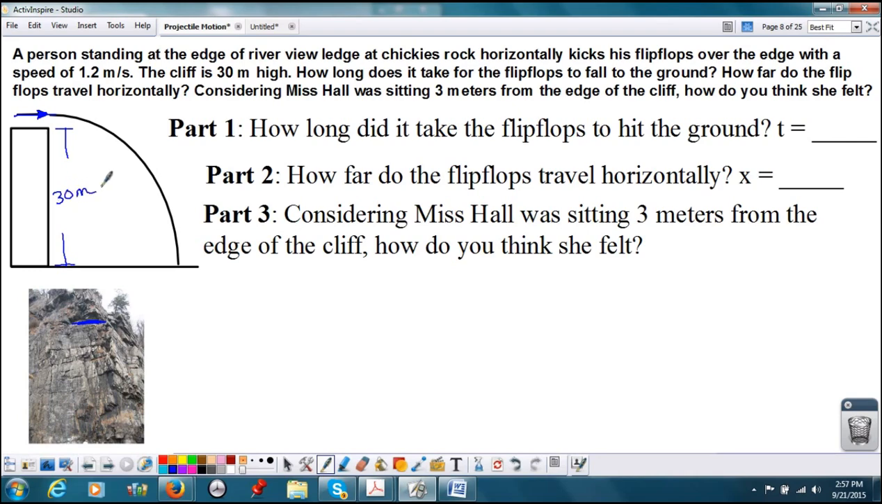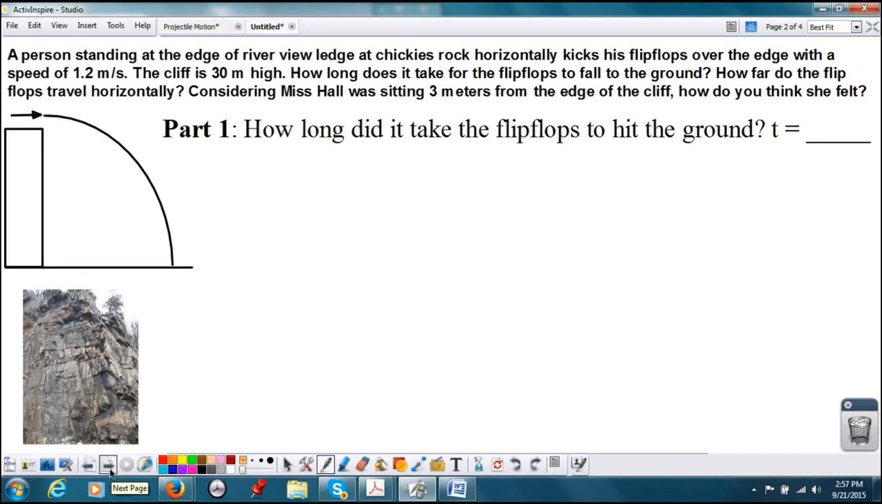How long does it take for the flip-flops to fall to the ground? How far do the flip-flops travel horizontally? And considering that I was sitting 3 meters from the edge of the cliff, how do you think I felt? So, let's go ahead and take this one part at a time. So, how long did it take the flip-flops to hit the ground?